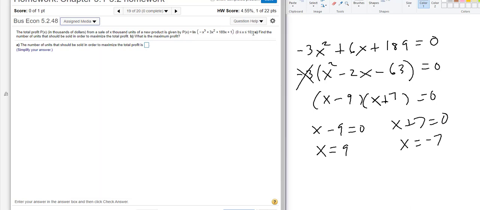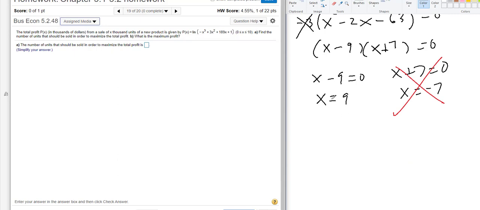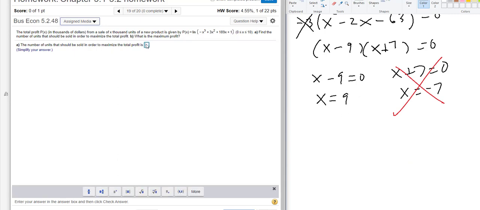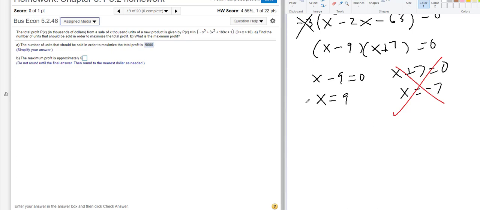Now, it says x has to be between 0 and 10, so it can't be negative 7. It's not because it's negative, it's because they told us where x had to be. So we now know that this is 9,000 units. Not just 9, but 9,000 units, because it says thousands of units. This is our point, and we want to know how much the profit is. We don't put 9,000 into the formula because the formula is given in thousands, so be careful about that.